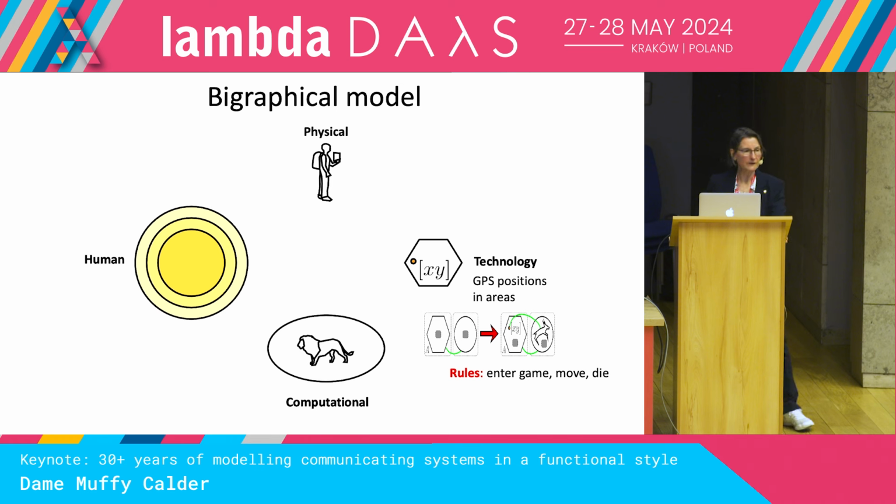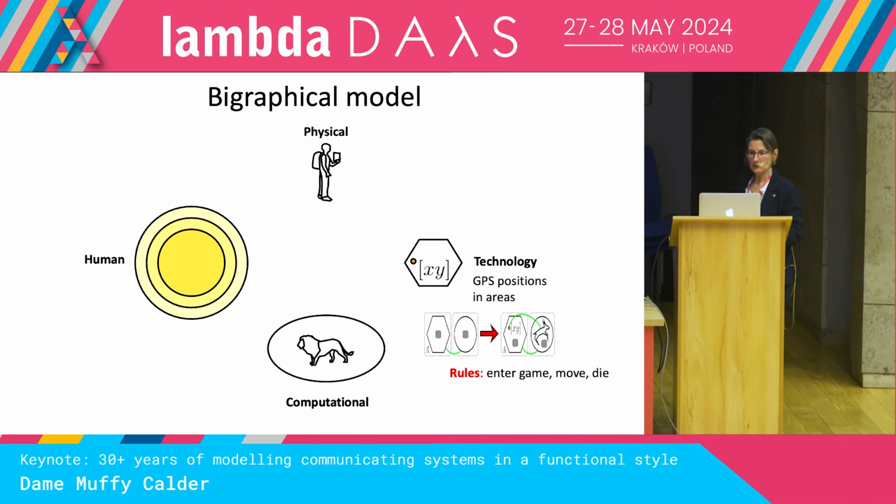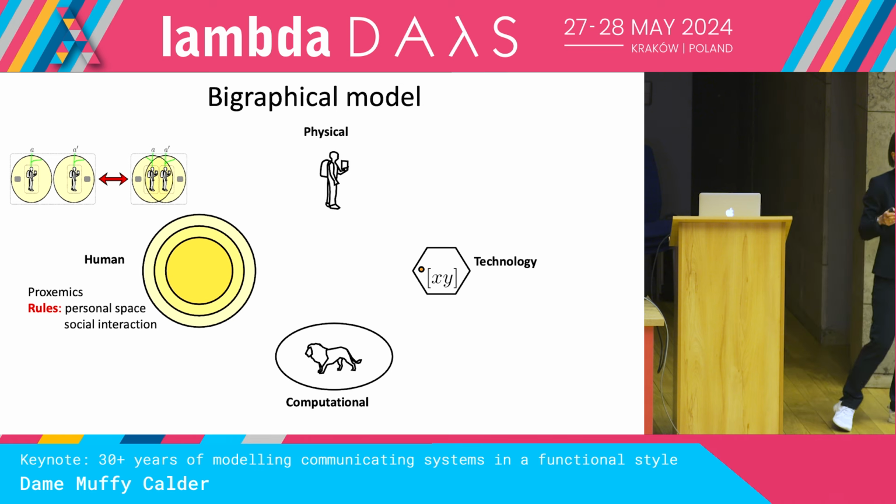The technology is about GPS position, so this is where we actually have real XY coordinates on a Cartesian plane. And so you can see we can go from rules where there's nothing to something's in an area. So keyword is area there. So the rules are entering game, moving around, dying. And then finally over there on the left is human.